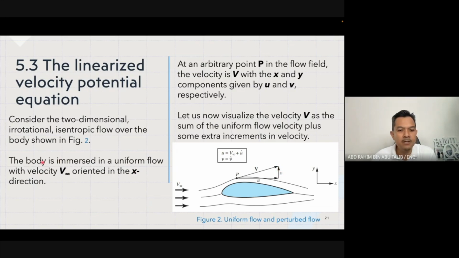The body is immersed in a uniform flow with velocity V infinity oriented in the X direction. We have this X direction and the Y direction vertically. At an arbitrary point P in the flow field, the velocity V has X and Y components given by U and small v respectively. Let us now visualize the velocity V as the sum of the uniform flow velocity plus some extra increments in the velocity.